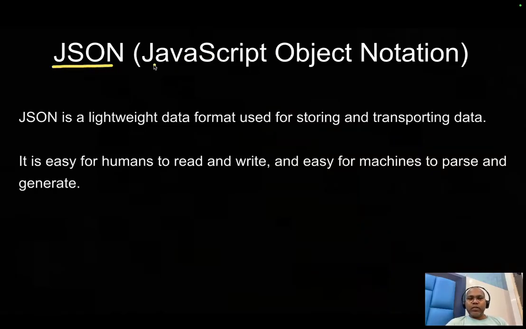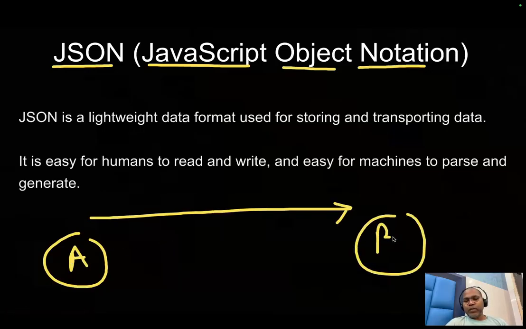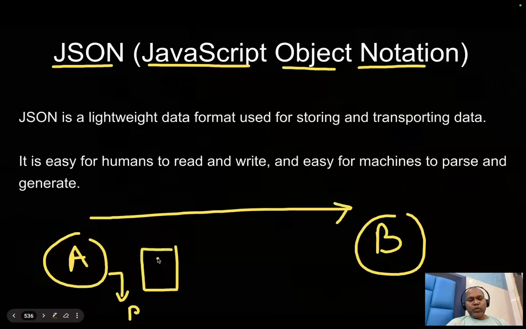JSON stands for JavaScript Object Notation. What do you mean by that? Generally, whenever you are sending data from one service, maybe service A, to service B, let's say service A is developed in Python. Python has a concept of objects. So generally in Python, your data is in the form of objects, maybe an employee object, maybe a customer object, or different kinds of Python objects.